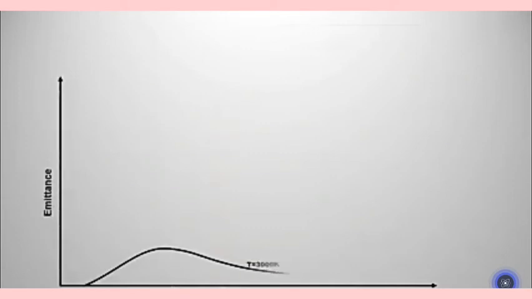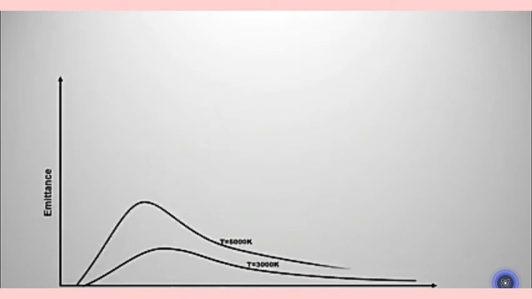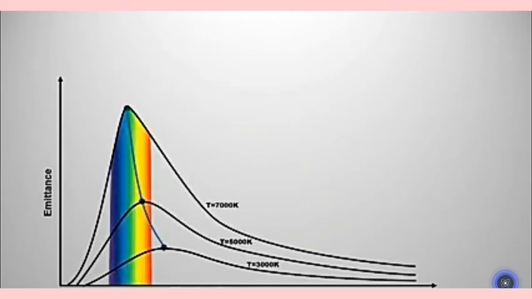William Wien explained this phenomenon as an extension of classical mechanics. That is, as the temperature of a black body increases, the dominating wavelength of radiation displaces toward the shorter wavelength. This is called Wien's displacement law.